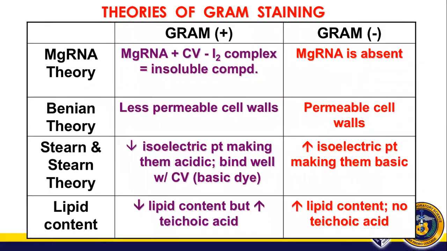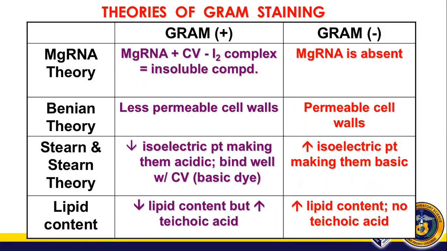Now, there are several theories trying to explain why those were the gram staining reactions of different organisms. Why are gram positive purple? Why are gram negative red? So we have here four theories. Let's go with the first theory, which is the magnesium ribonucleate theory.